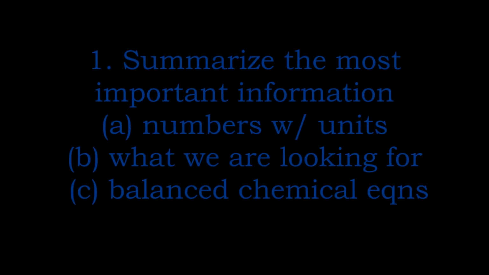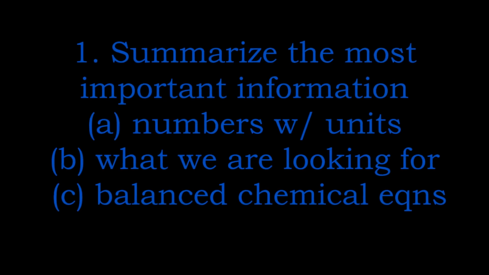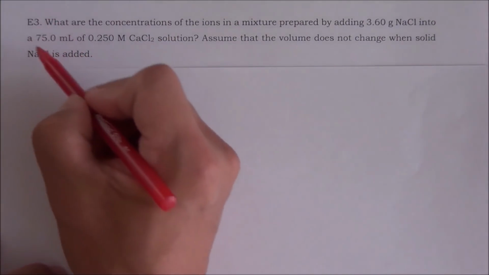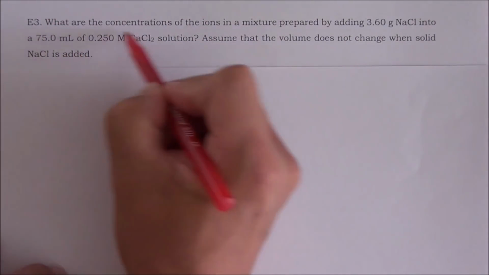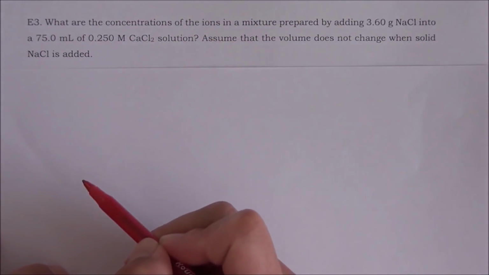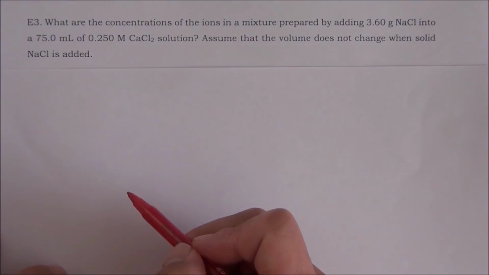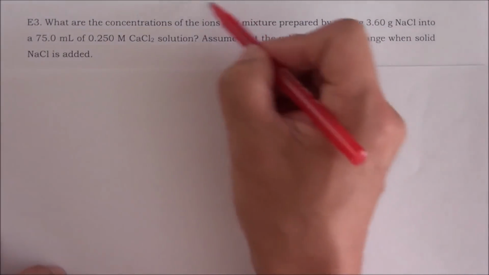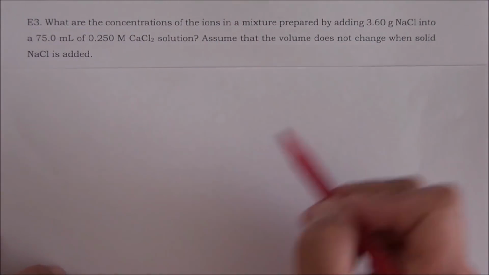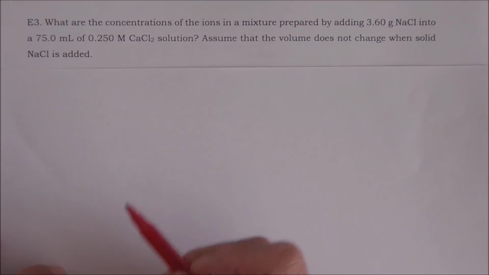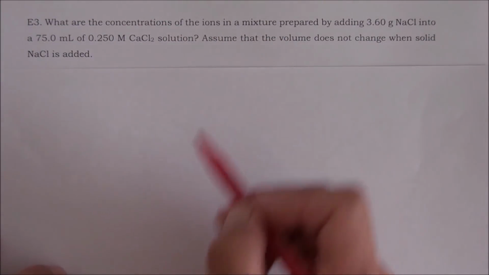The first step is always to summarize the most important information. The most important information includes numbers with units, what we are looking for, and balanced chemical equations if there are chemical reactions in the problem. Since we are looking for the concentrations of the ions, but we are provided the chemical formulas of the chemicals, we need to write down the balanced chemical equations to show how the chemicals break down into ions.